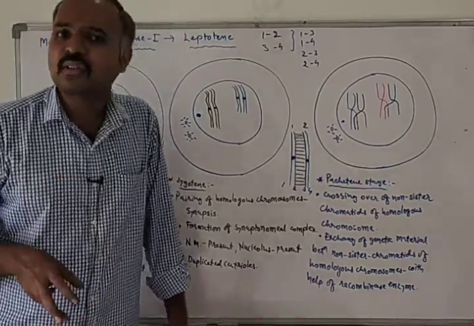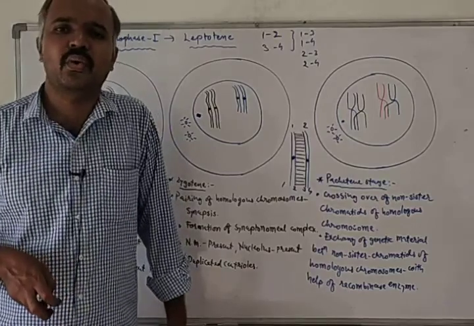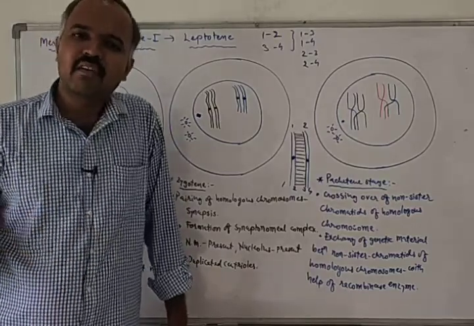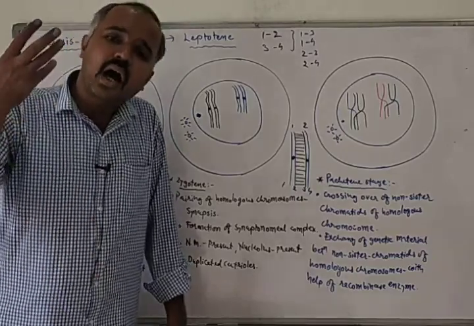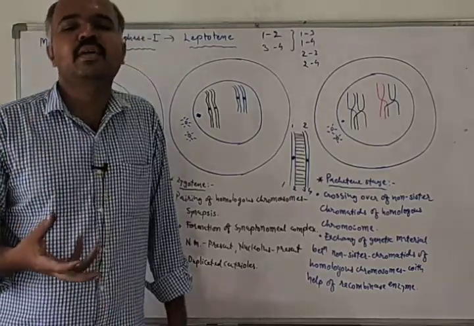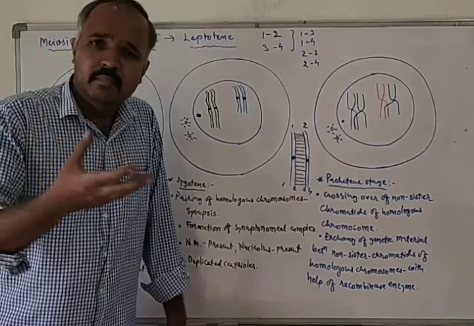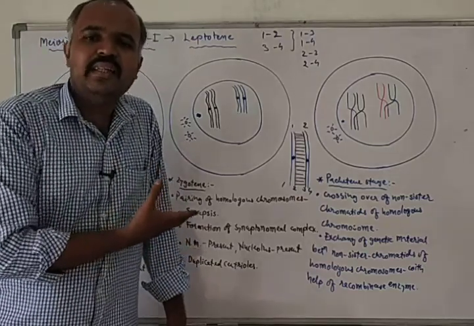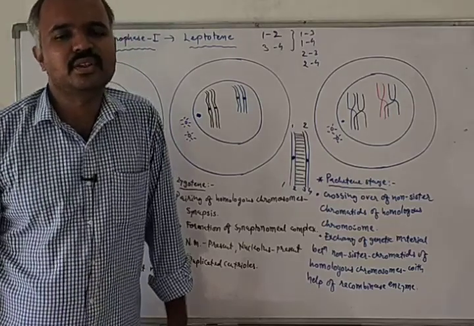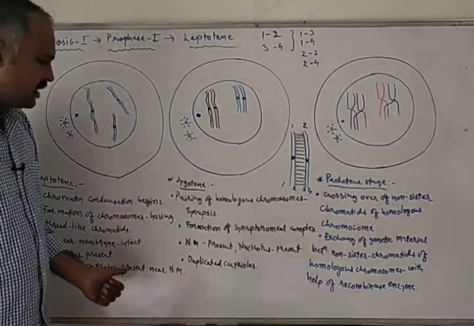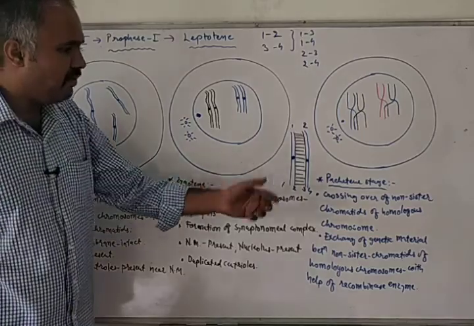And due to this process only, all organisms and even two siblings are different from each other. So variation is present among individuals because of the pachytene stage. Due to the pachytene stage, variation is there among the individuals of the same species. So this is all about three stages: leptotene, zygotene and pachytene.